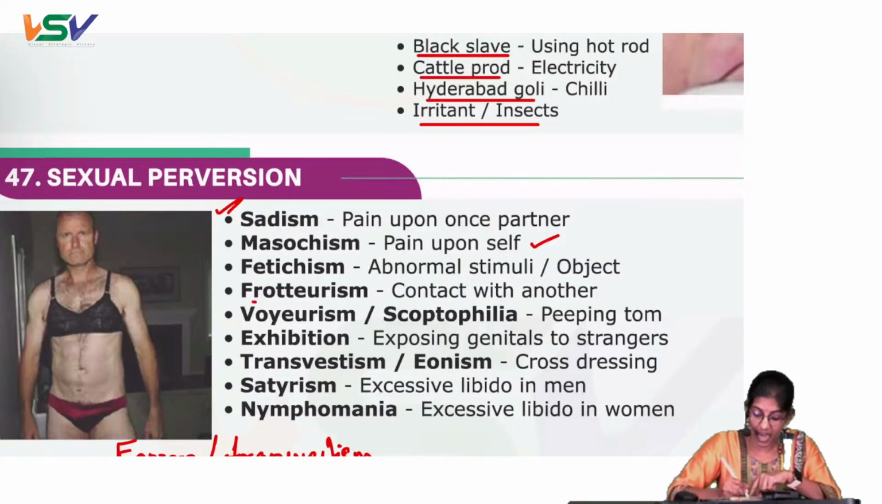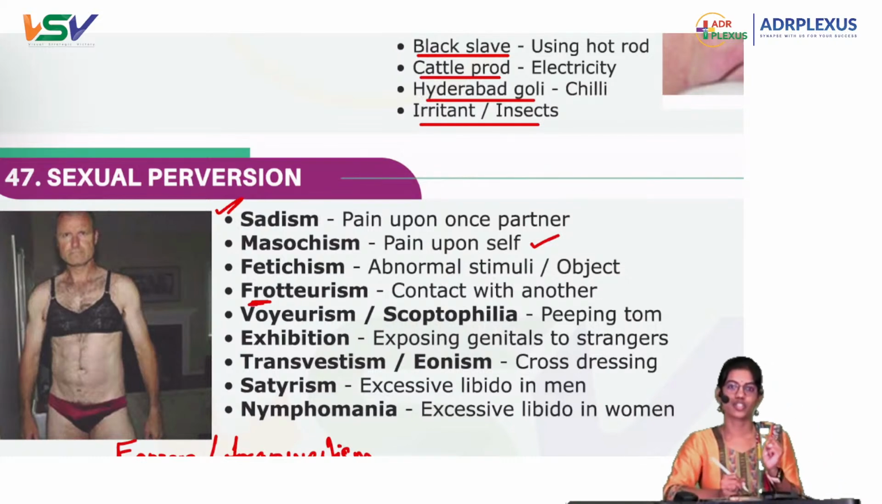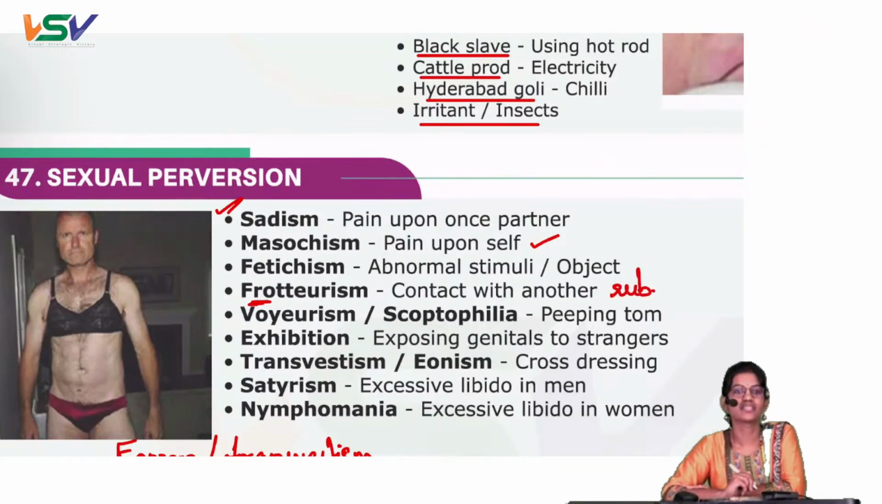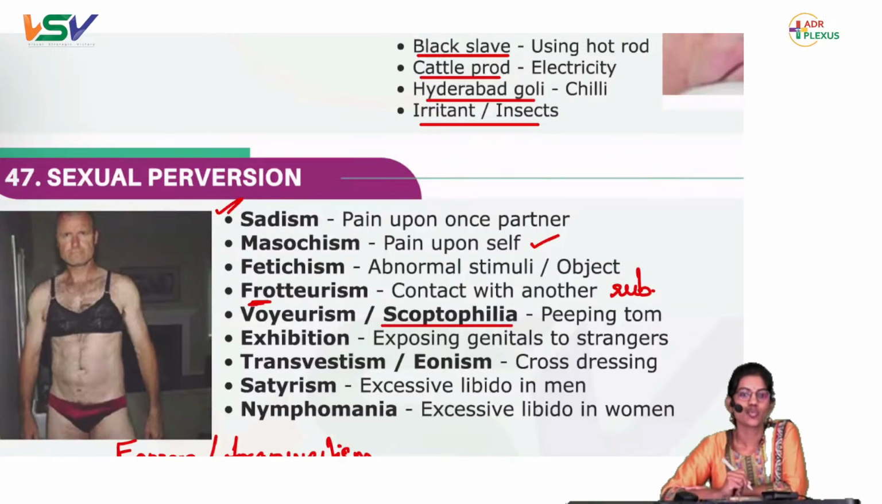Frotteurism, see, if there is R, remember rubbing, because students get confused between fetish and frotteurism. R means rubbing, contact with another person. Rubbing another person produces sexual gratification. That is called frotteurism. Voyeurism, the other name for voyeurism is scoptophilia. So, scoptophilia means voyeurism, peeping Tom.